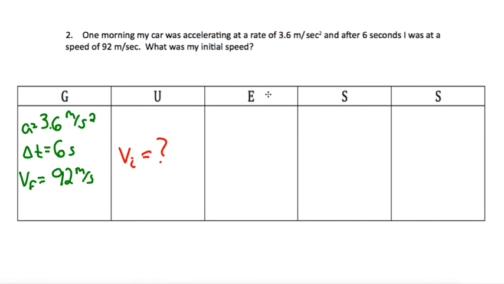Okay, so now we have to decide what equation we will use to find VI. The problem is, out of our equations, we don't have one that is already solved for VI. But look what we're working with. We have an A, a delta T, a VF, and a VI. We have all those same variables in motion equation number 1. Motion equation number 1 looks like this.